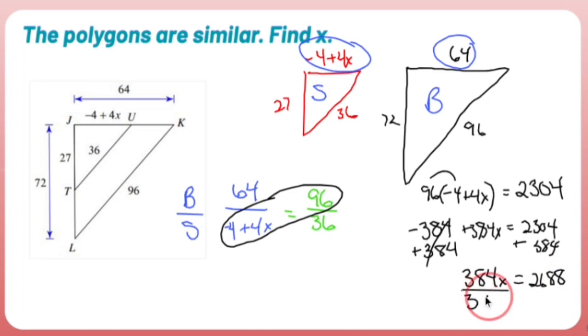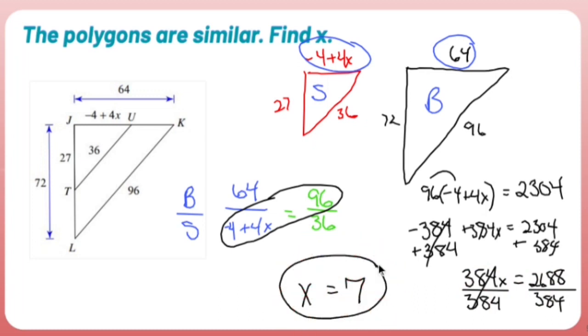Divide both sides by 384, and I think it's 8, but let me go off to the side here and double check. Glad I did, because it's actually 7. Whew. But that's how you do it. A triangle within a triangle, just view it as two separate triangles. Rip it apart if you have to, which I did, and you're good to go.